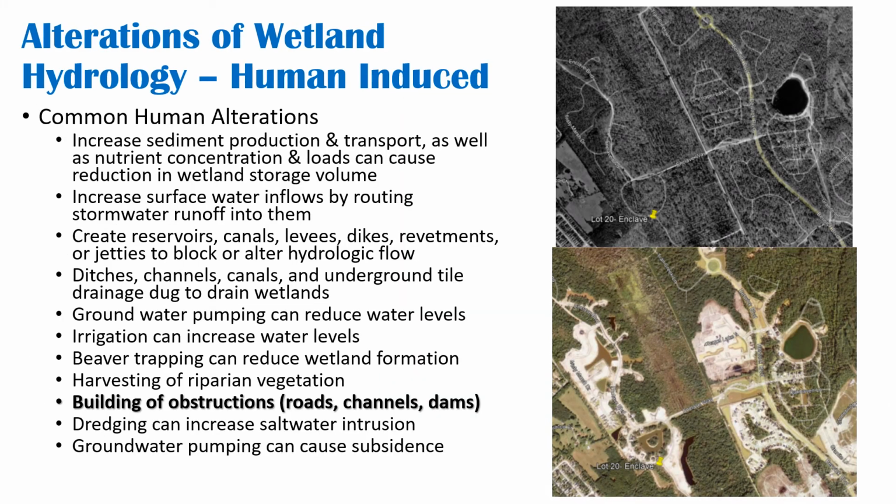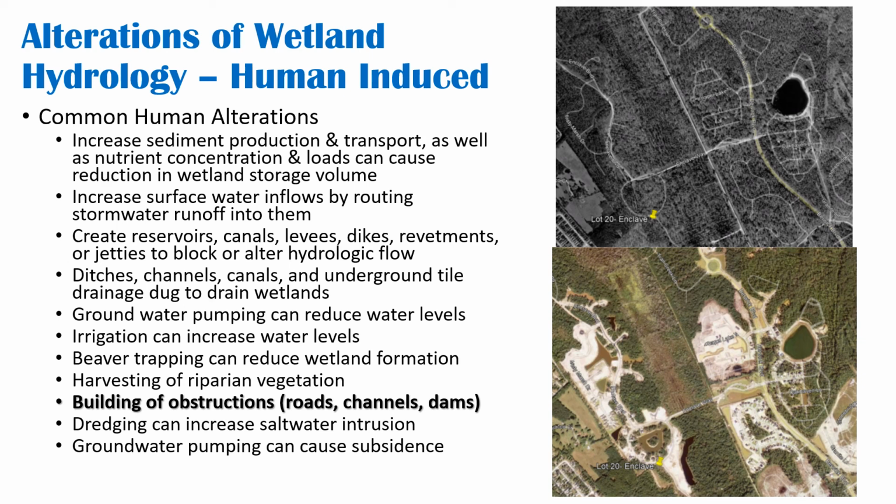Not only are there natural alterations to wetland hydrology, but of course humans have induced some changes as well. There's a whole list of common human alterations. We increase sediment production, we increase surface water inflows, we create reservoirs, canals, levees, dikes, we dig ditches, we dig channels, we pump groundwater, we irrigate areas that can actually make wetlands wetter, we trap beavers that can reduce wetland formation. One that I have depicted over here is actually building of obstructions or roads.